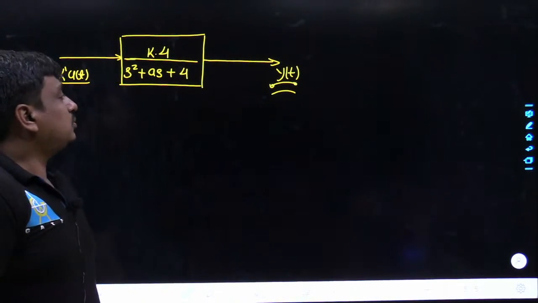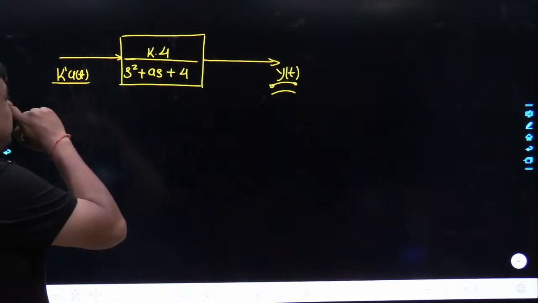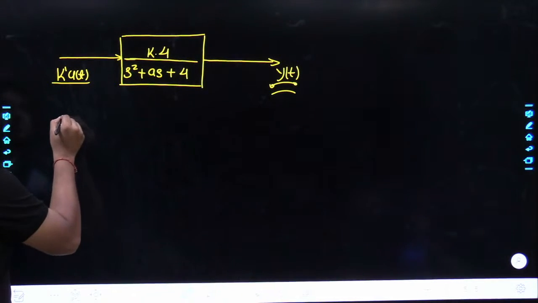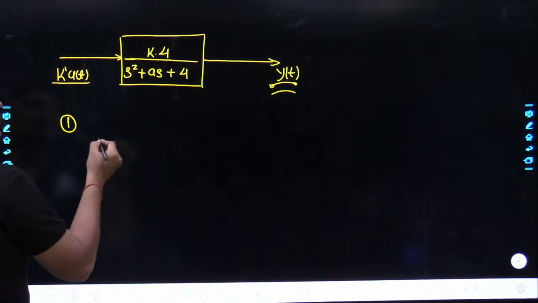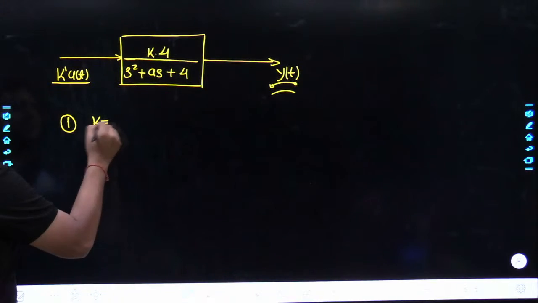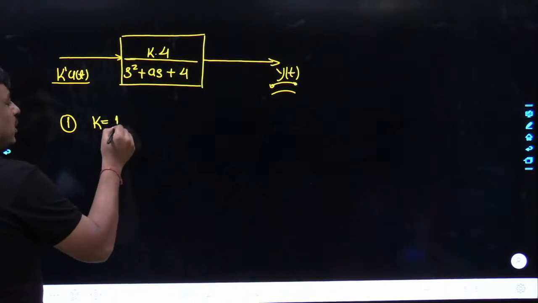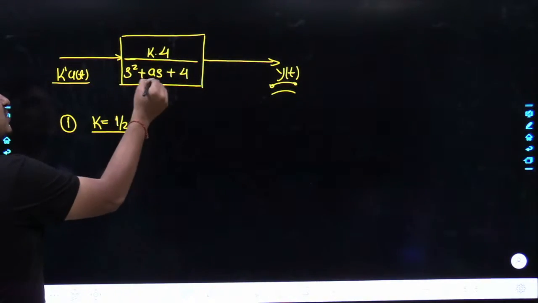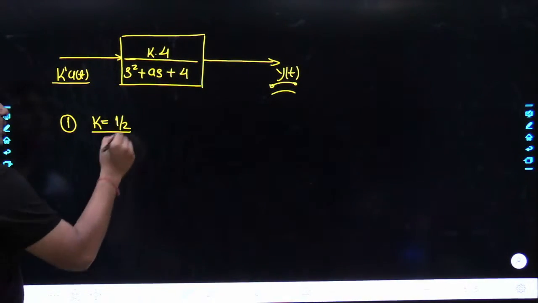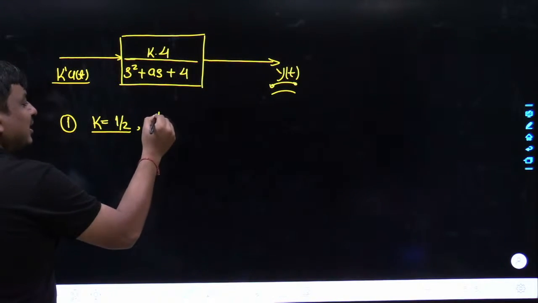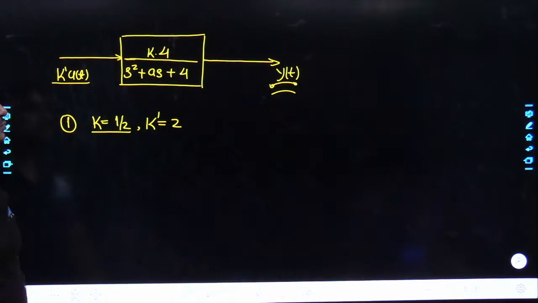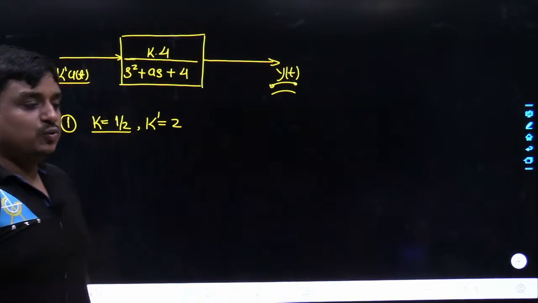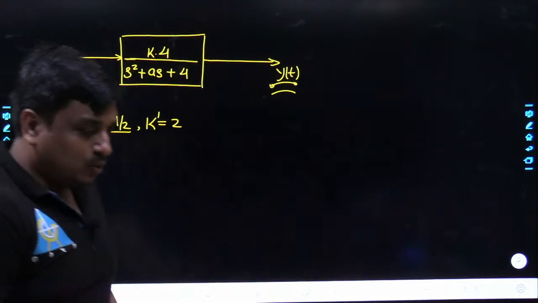Now we have taken a situation. Try to understand in this way. At the very beginning, the first scenario is like the value of k is equal to maybe 1 by 2. That means the numerator was 2, whereas the denominator was s square plus as plus 4. Agreed? And now I have taken a scenario where we have got a step input with the magnitude of 2. Deliberately I am changing things again and again so that you would have a clear-cut idea.